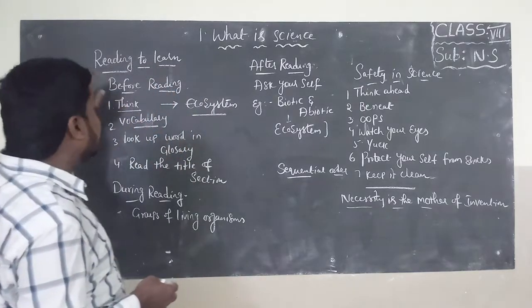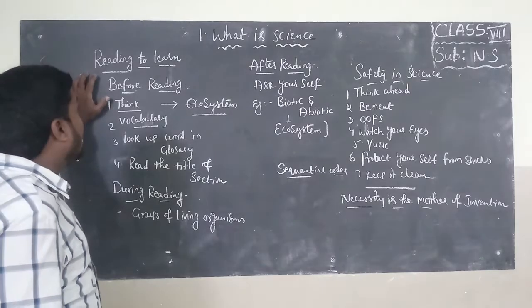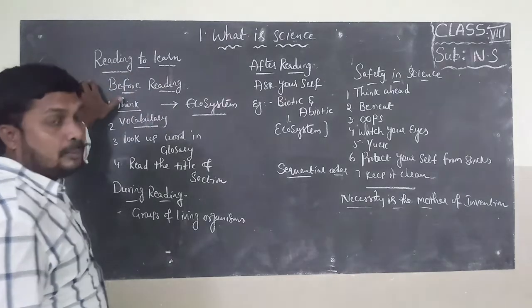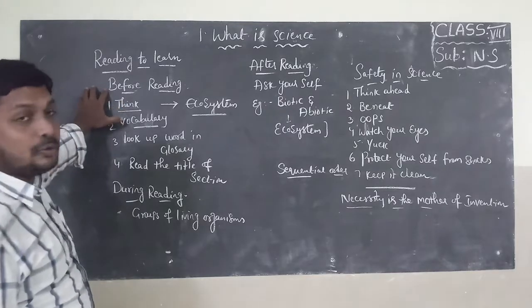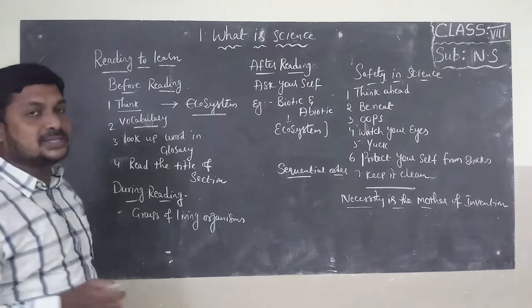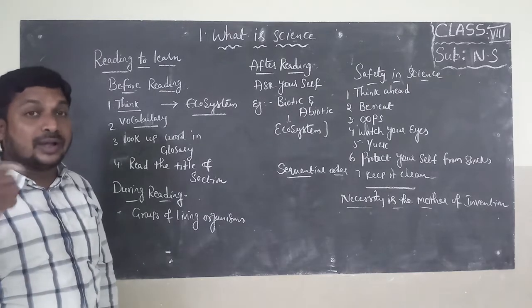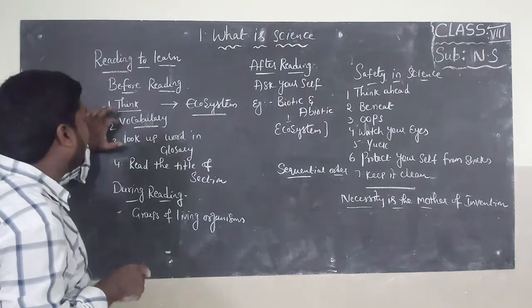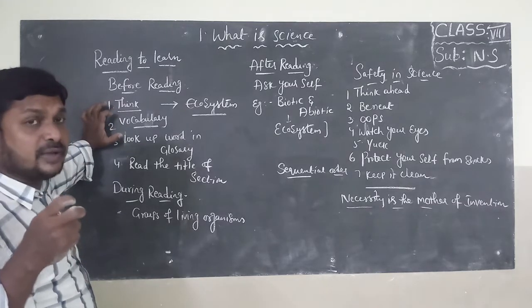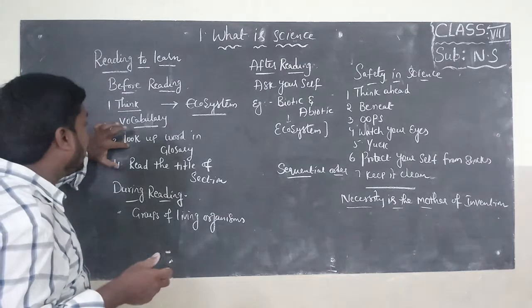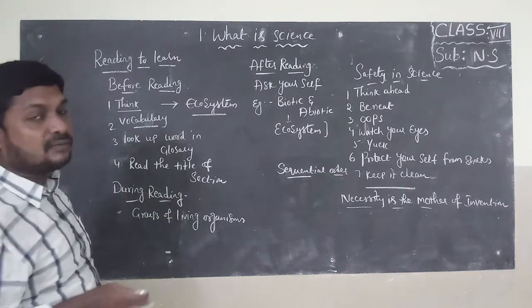So now in this class I'll explain about reading to learn. Before reading, what do we have to observe, what do we have to do? First one is think. Think means what you have to read in this topic. Next one is vocabulary. The words given in the textbook you have to observe carefully. Look up words in the glossary. Read the title of the section.